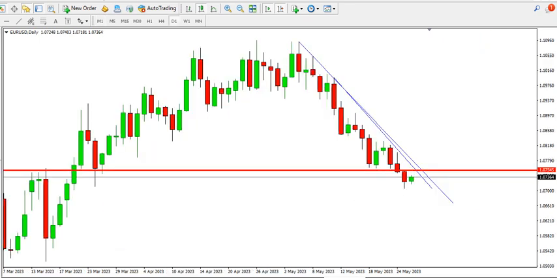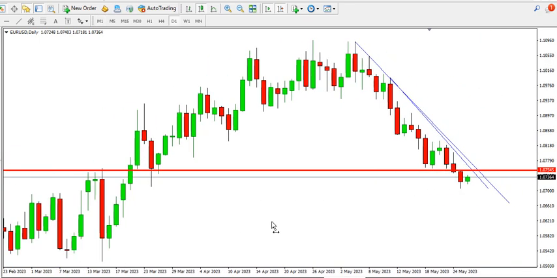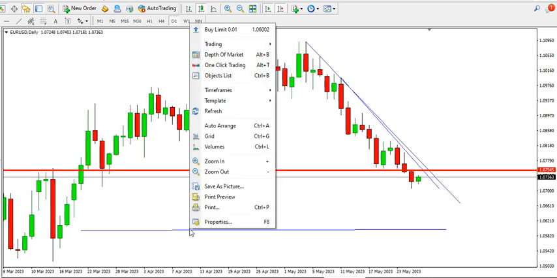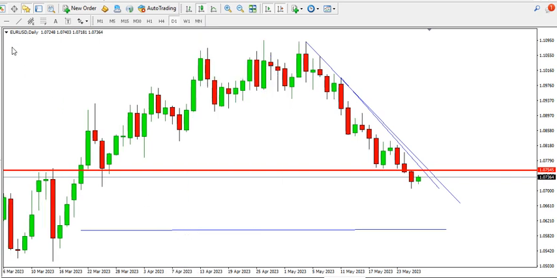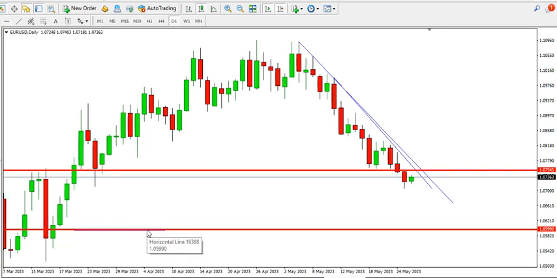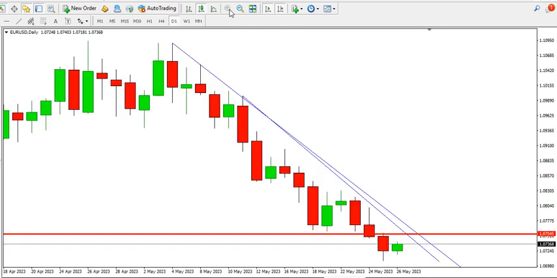Okay, let's look at Euro USD on the daily time frame. For Euro USD on the daily time frame, we can see that price is gradually progressing towards the downside, and we might be seeing price get to this area I'm talking about. Let's look at what area we have at the downside. We have the 1.0599 area.